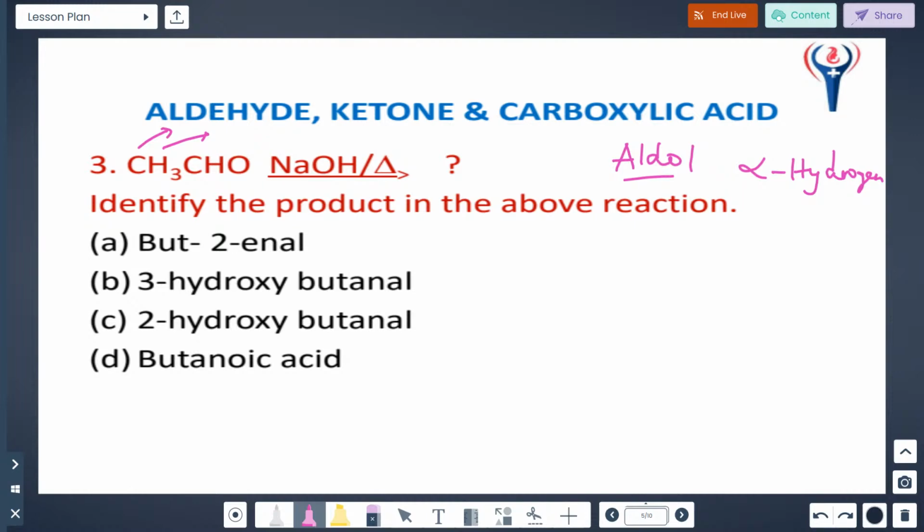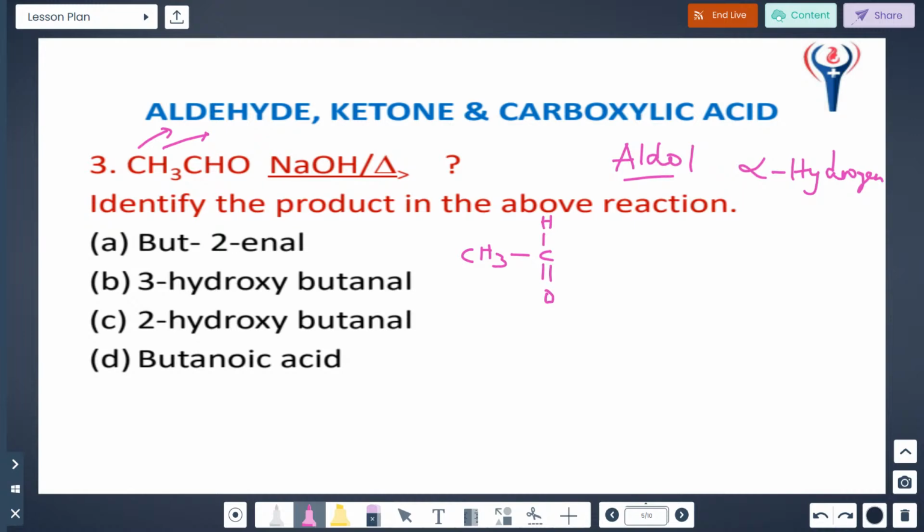Condensation means the two molecules should be condensed. At least we need two molecules. So two molecules are going to condense, and we are going to get one product. That product is what they are asking. Understood? See, how to write this compound: CH3CHO, we write CH3, then the double bond. Understood? CH3CHO.